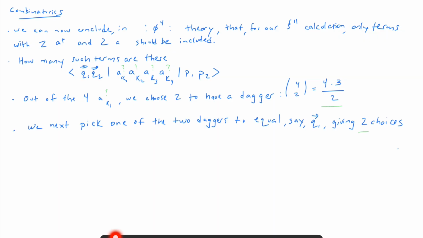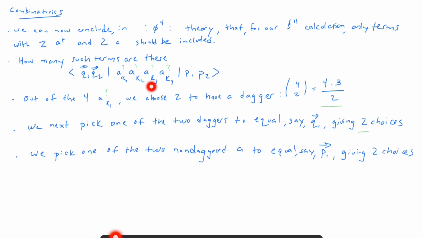That's our first choice. Then we pick one of the 2 daggers to be q1. Remember, they're going to ultimately act on a vacuum state, and we have to recreate this state to get a non-zero term. So we're going to have to pick one of them to be q1, and the other one will automatically be q2. So you have a choice of which of the 2 daggered ones that you picked to associate with q1. So that gives us 2 more choices. Then of the non-dagger terms that are remaining, you have to pick one of them to be p1, and the other one will automatically be p2.